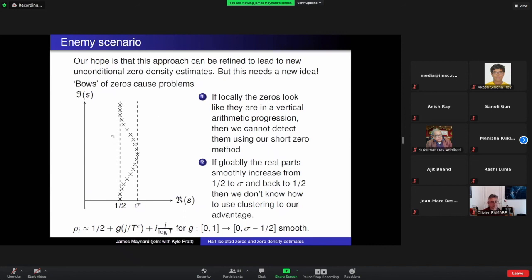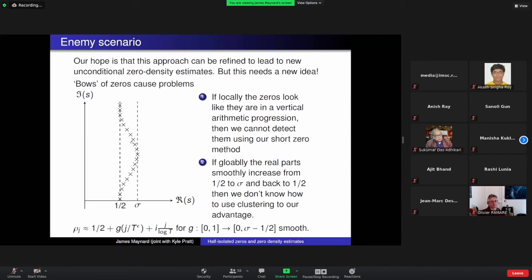And this is difficult for both of the two techniques that we're using, because if you look very locally, then the real parts hardly change at all. And so the zeros always look as if they're in the middle of an arithmetic progression. And so there's no discontinuity there.